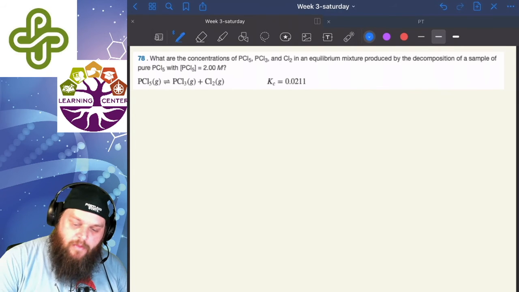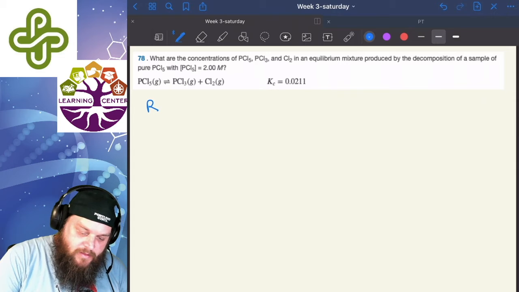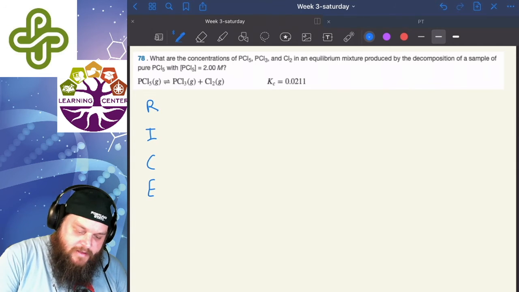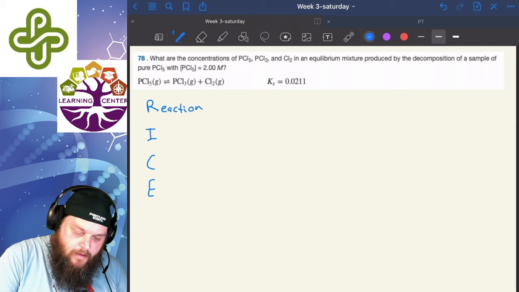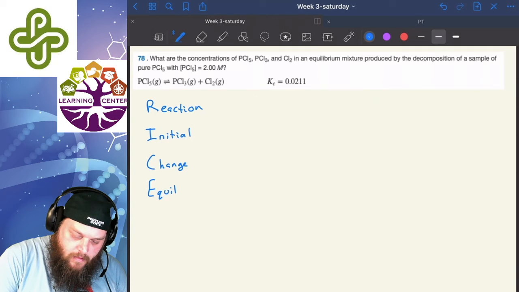I've heard it called both. It really has to do with this wonderful acronym going down here. And this stands for reaction, initial, change, and equilibrium concentration.